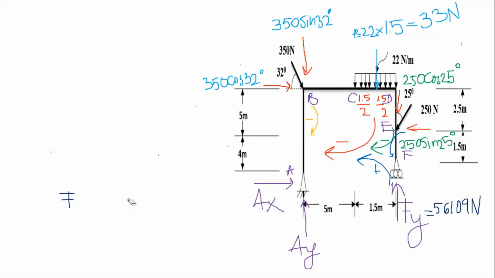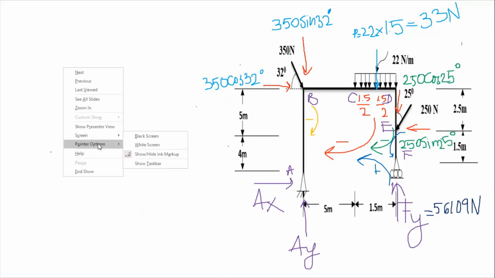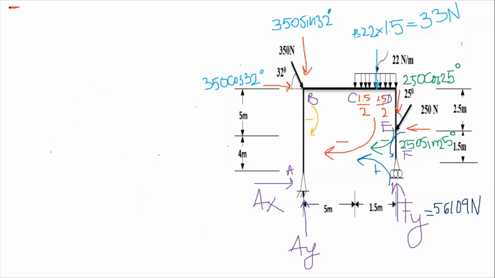So now we are going to sum up horizontal forces or vertical forces. Let me check how many vertical forces and how many horizontal forces we have. It's up to you, you can sum up horizontal forces first. So first one, Ax positive, this one, 350 plus 350 cos of 32 degree.